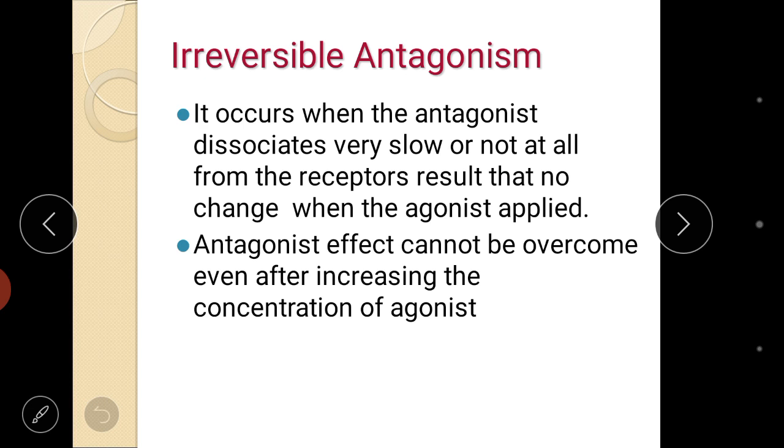We'll go with the slides. Irreversible antagonism occurs when the antagonists dissociate very slowly or not at all from the receptors. The result is no change when the agonist is applied. The antagonist effect cannot be overcome even after increasing the concentration of agonist. In reversible antagonism, once you increase the concentration of agonist, you will get the response. But in irreversible or non-competitive antagonism, even if you increase the concentration of agonist, you don't get the response.